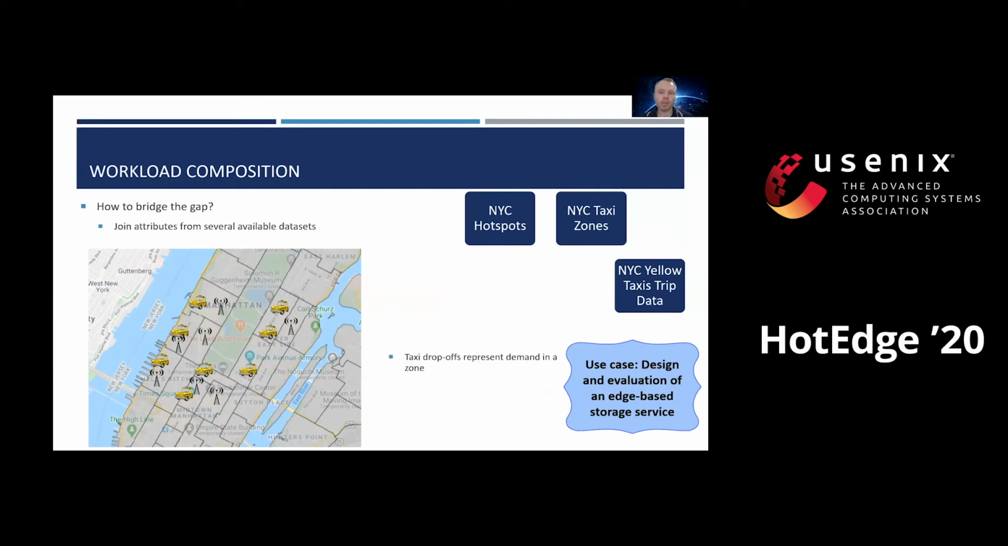In our use case, the taxi drop-offs represent the demand in a zone. We will define a browsing session at the drop-off time and zone, and we select a random node from the same zone. For the desired workload, we have generated 3 of the 4 attributes, but the data objects are still missing.